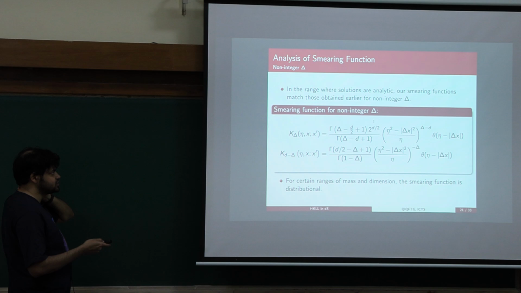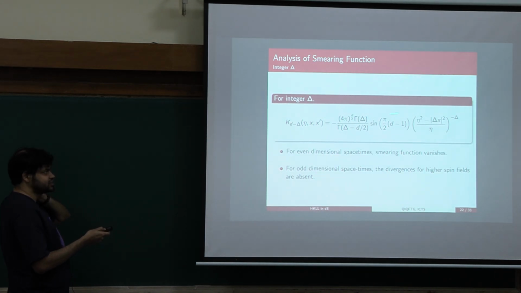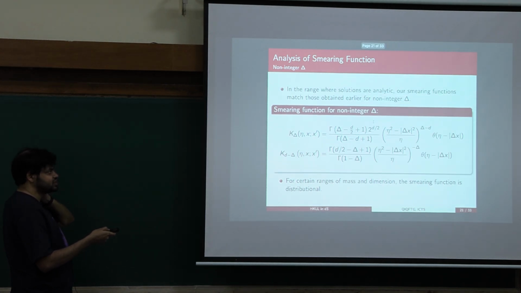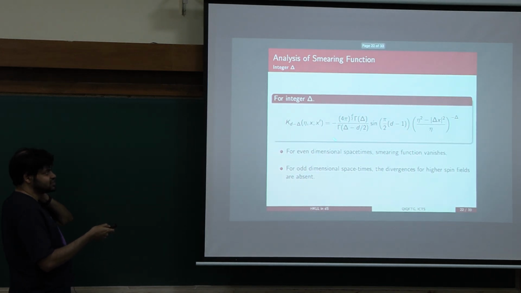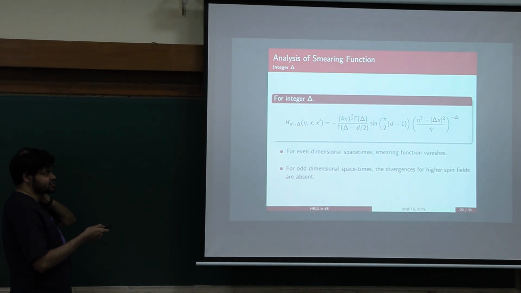Okay, so this is basically the result for non-integer delta. For integer delta, we get slightly different results, and we get this smearing function, where the functional form is the same as the one here. However, the good news is that this does not have the divergences that were appearing for the higher spin fields. So that divergence is not here. But the bad news is that for even dimensional spacetime, because of the sign here, where the dimension sits, this vanishes. So this smearing function seems to vanish for even dimensional spacetimes.